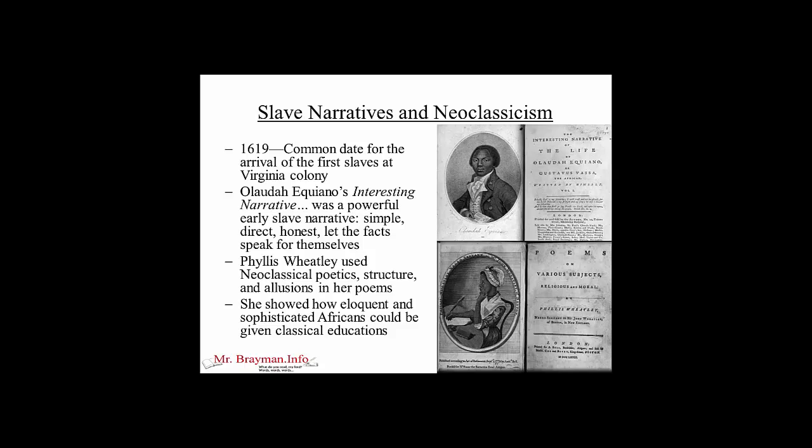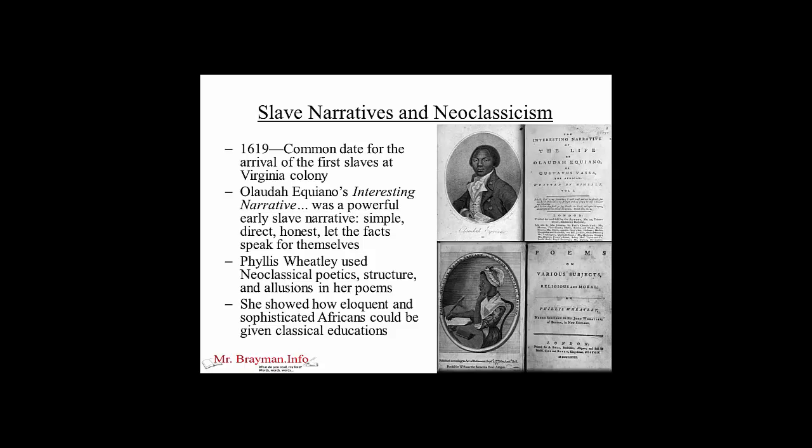This was also the time period that gave birth to African American literature. Pretty much as long as there's been American literature, there's been African American literature. As early as 1619 is the most common date you'll see for the arrival of the first slaves at Virginia colony. And right off the bat, you get Africans starting to write their stories.